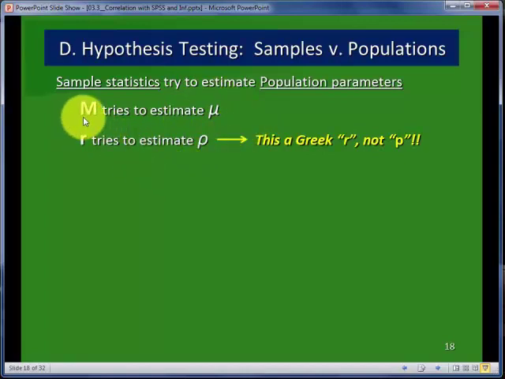So just like the sample mean tries to estimate mu, R is trying to estimate its big brother, rho. So this thing here, by the way, is not a P. It's the Greek letter rho, so don't get that confused with P.